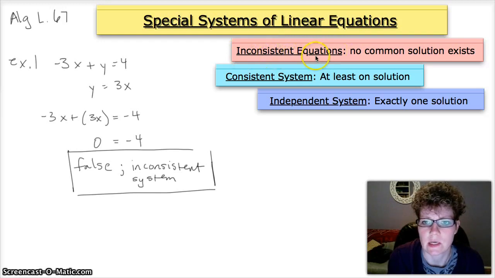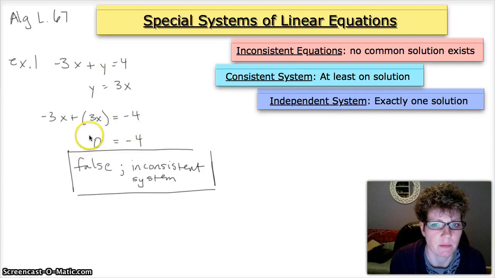So this first one is inconsistent equations, where there is no common solution. So it makes the solution false if there is a solution. And then we'll work with the next two, consistent and independent.